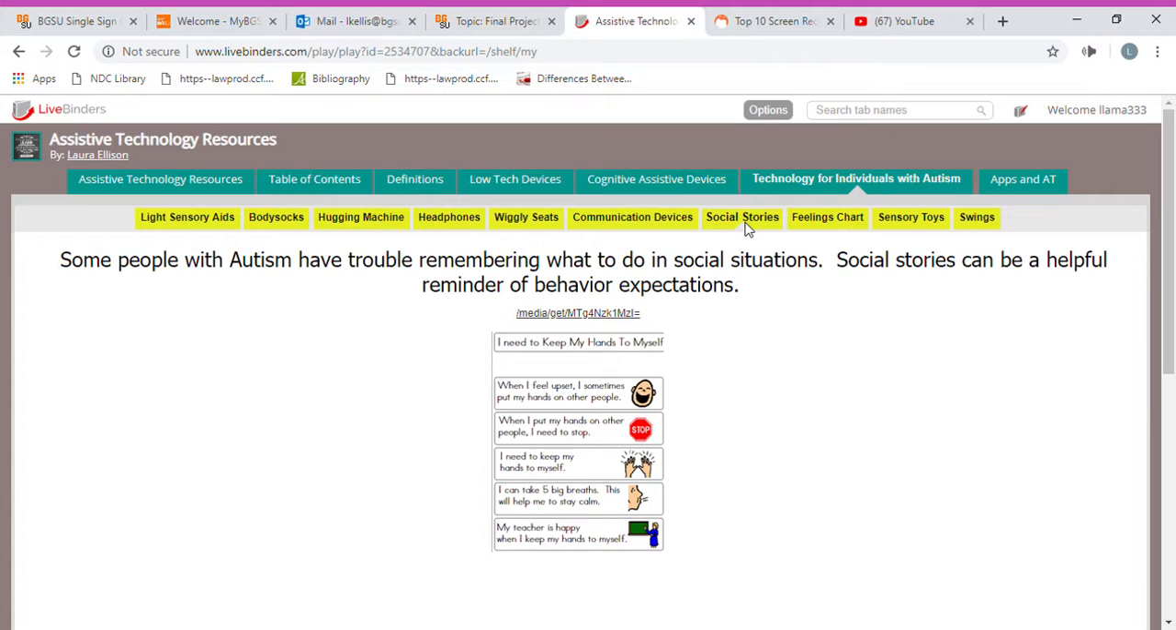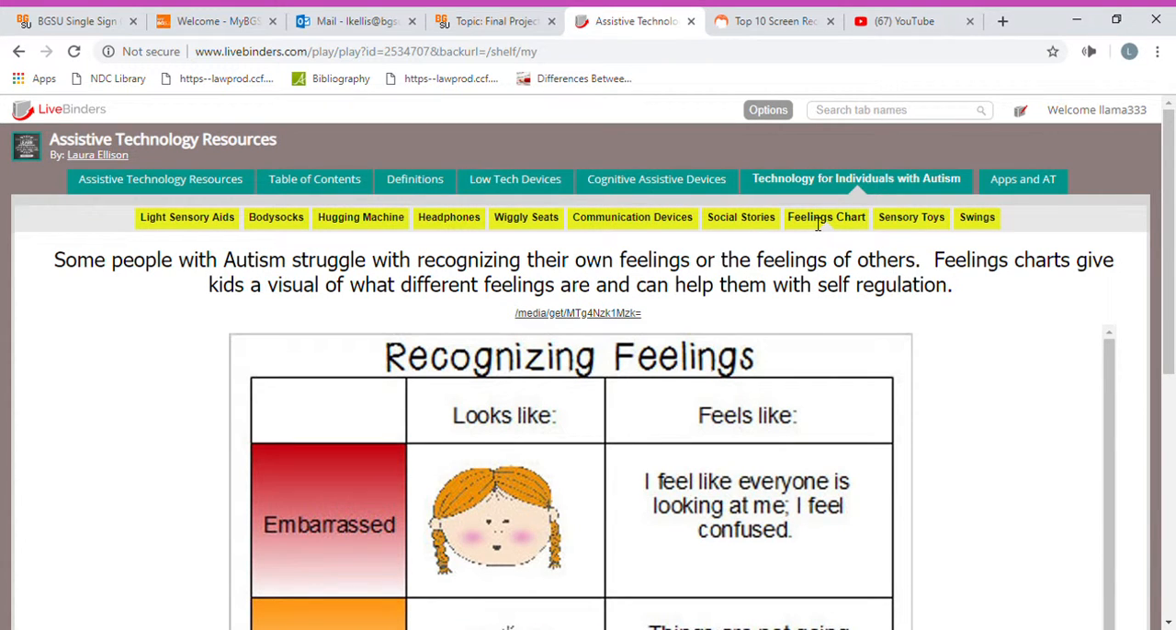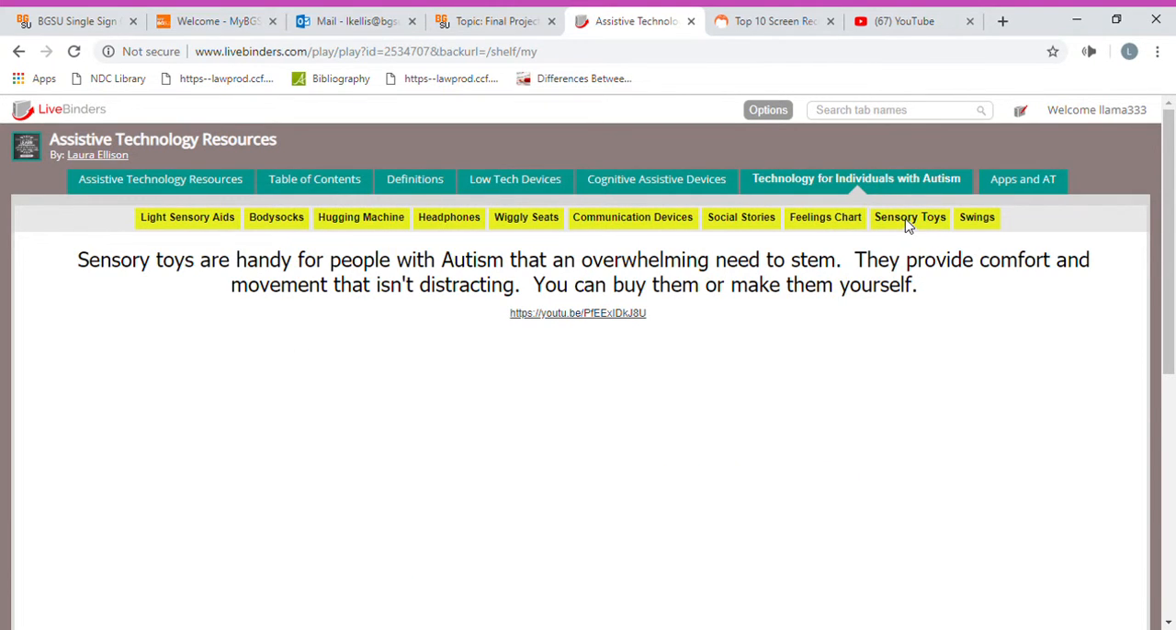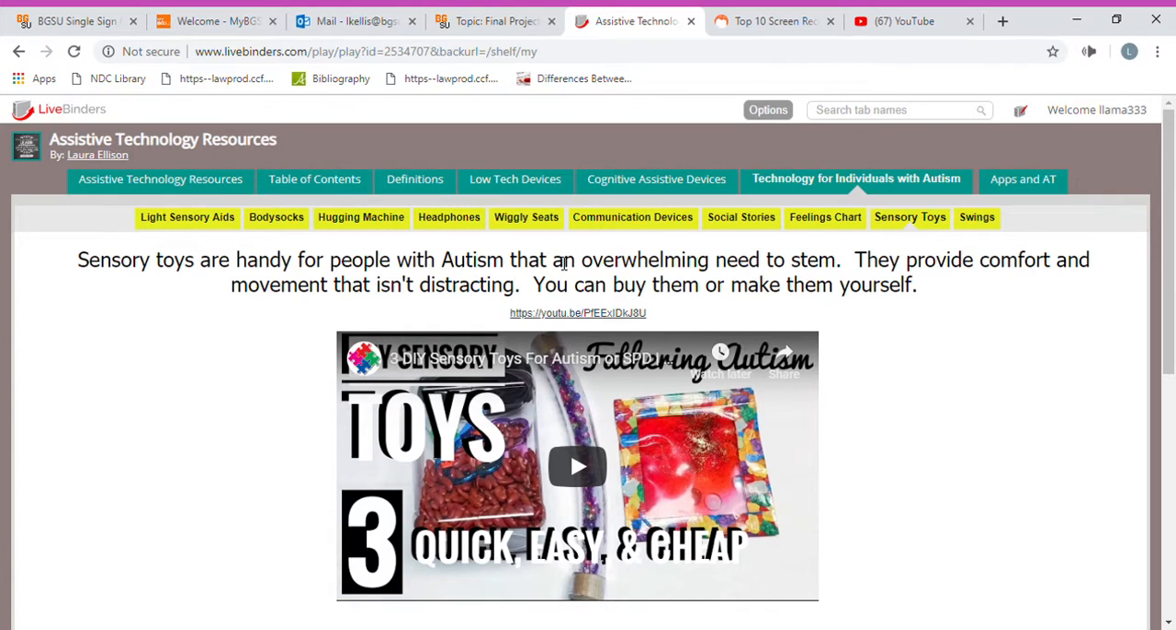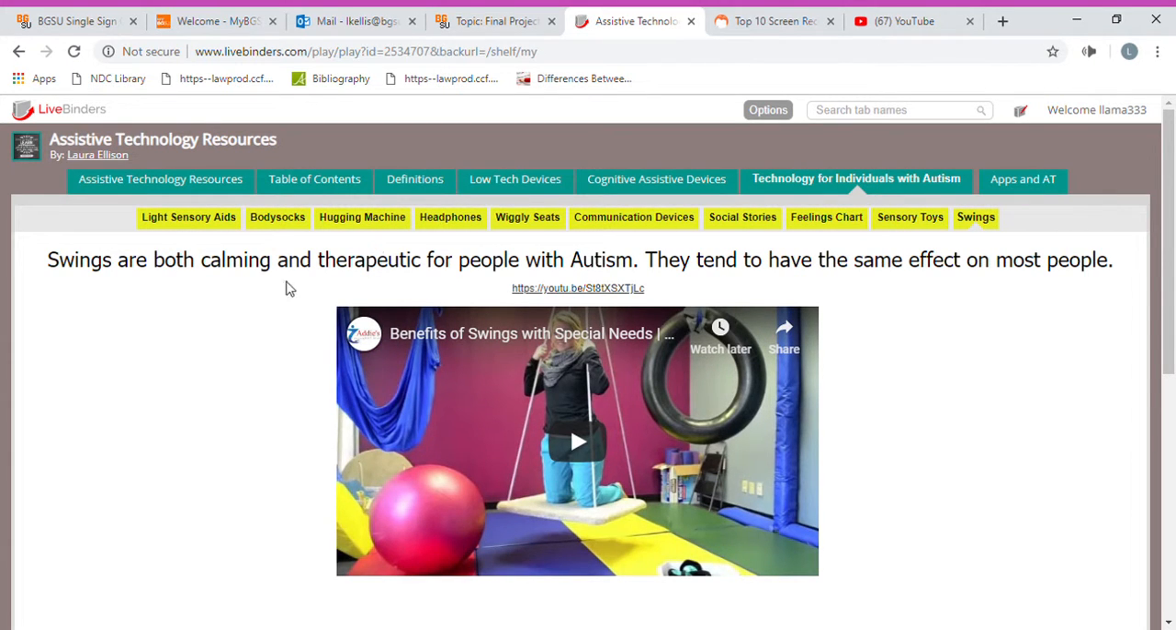Social stories for our friends who don't really understand feelings or what to do with their bodies. I also have a feelings chart so we can see what these feelings look like and see if we can start to teach them to begin to understand them. I also found a website for sensory toys that you can actually make. Also, swings are a big calming therapeutic thing for our friends with autism.